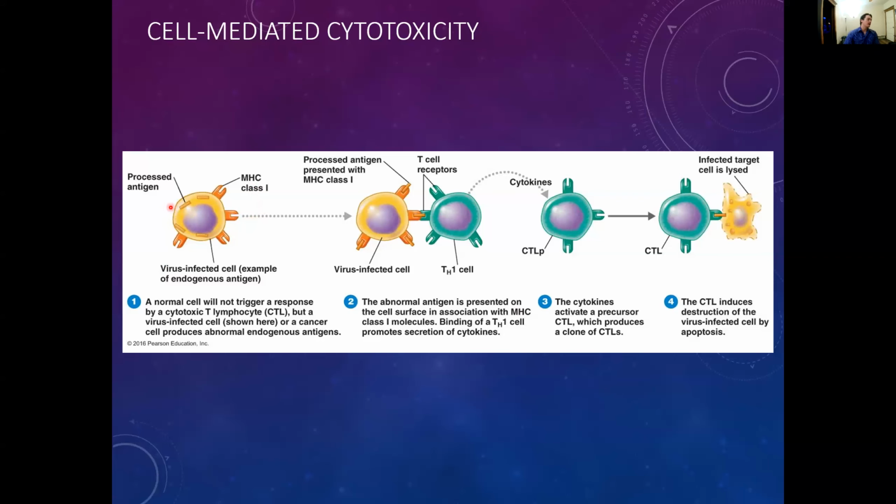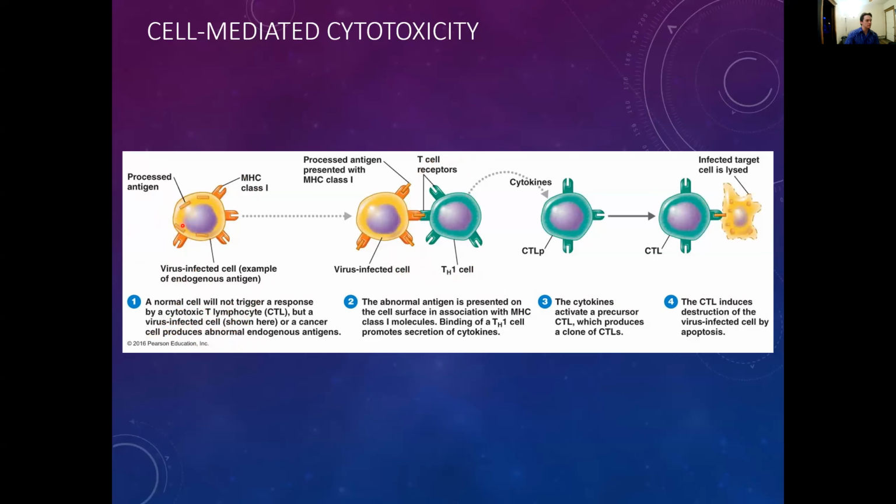So anyway, here you see the processed antigens, the MHC class 1 being produced, and now you will find the processed antigen is presented with the MHC class 1. See how this antigen is now present in this MHC class 1, in the major histocompatibility complex, which will then essentially have it recognized by your helper cell. So important here, normally under these circumstances, a normal cell will not trigger a response by a cytotoxic T lymphocyte cell, but a virus-infected cell here or a cancer cell will produce abnormal endogenous antigens.